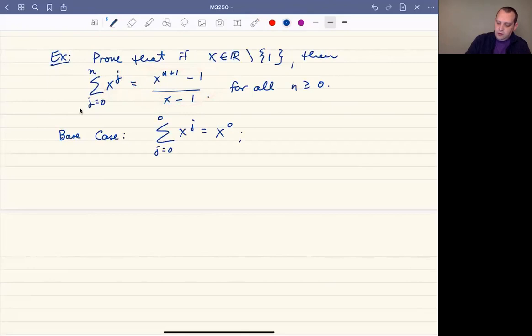equation, x to the 0 plus 1 minus 1 over x minus 1 is just x minus 1 over x minus 1, which is 1, since x is not equal to 1. So these are both equal to 1, and therefore our base case is true.